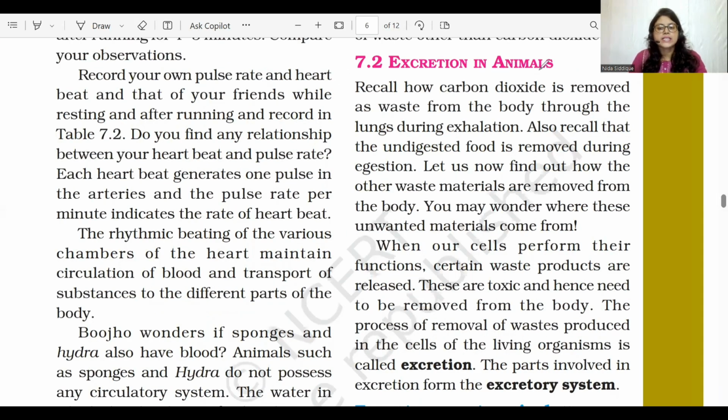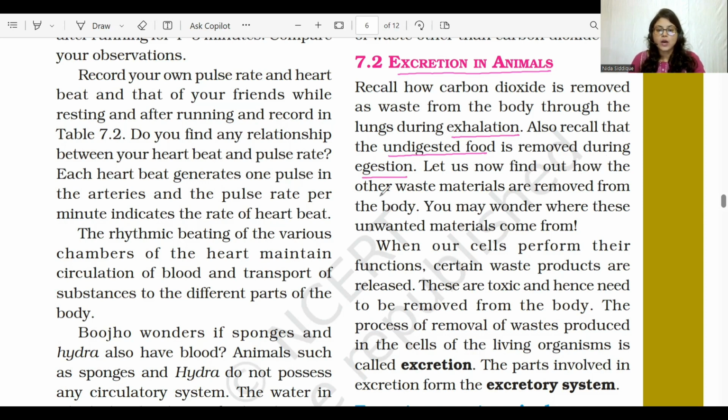Now let's learn about excretion in animals. So recall how carbon dioxide is removed as a waste from the body through lungs during exhalation. जब भी हम exhale करते हैं, carbon dioxide हमारे body से remove होता है, and it is one of the waste generated in a body. Also recall that undigested food is removed during egestion. Okay, जब हमारा undigested food हमारे digestive system से remove होता है through anus, and that process is called as egestion. It is one of the process by which waste is removed by a body.